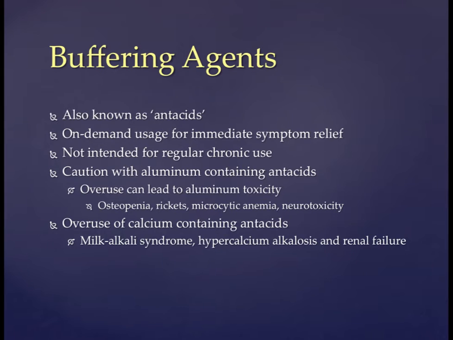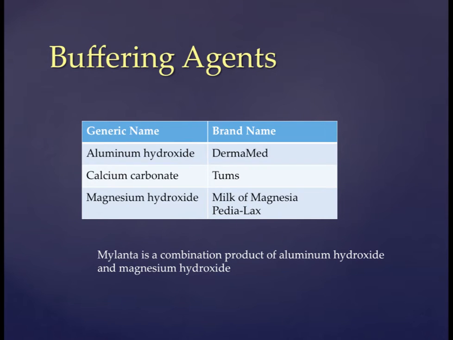Also caution about calcium-containing antacids and their overuse. So these are not agents that we would recommend around the clock for long-term use in patients with gastroesophageal reflux disease. These are the agents we'll talk about, and just as an FYI, Mylanta is another product that's out there. It's a combination of aluminum hydroxide and magnesium hydroxide.